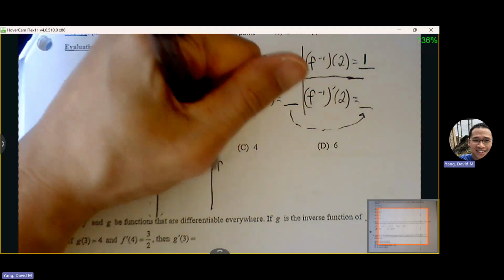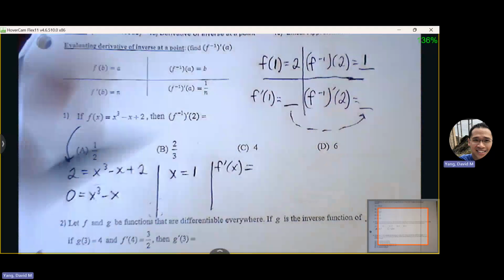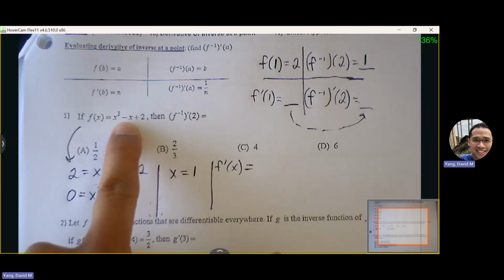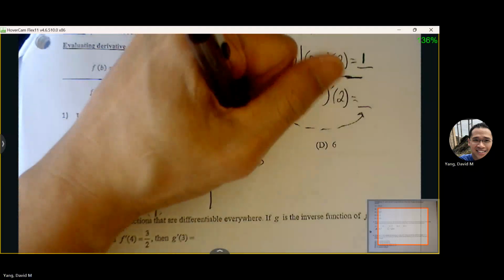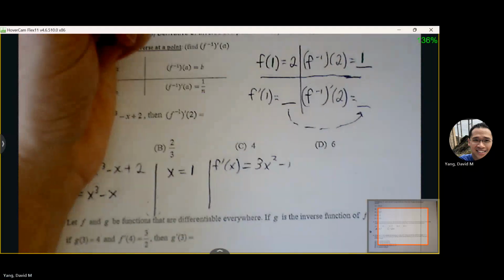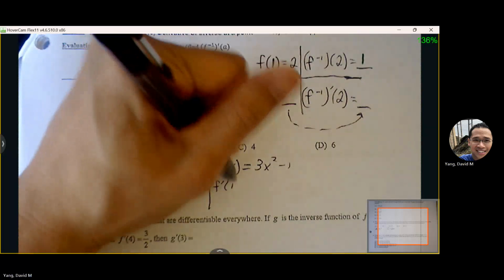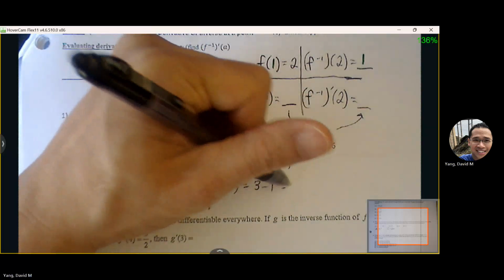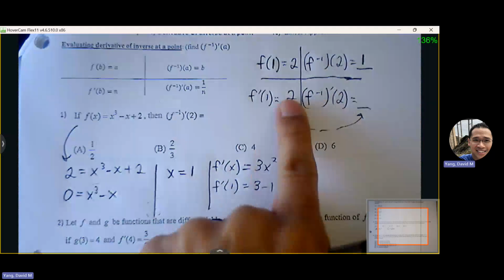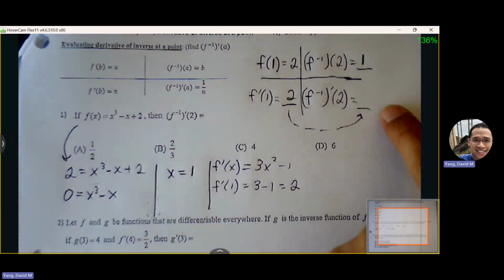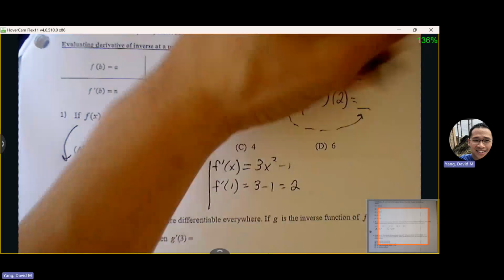So f prime of 1, let's first find f prime of x. F prime of x, the derivative, is 3x squared minus 1. Now we can plug 1 in to find our slope, which is 2. So if my slope is 2, then the derivative of the inverse must be what? 1/2.